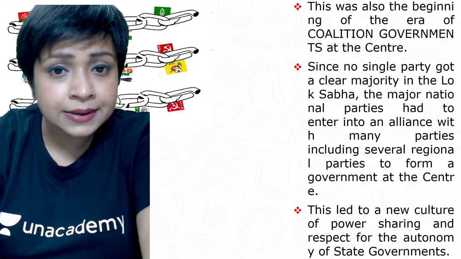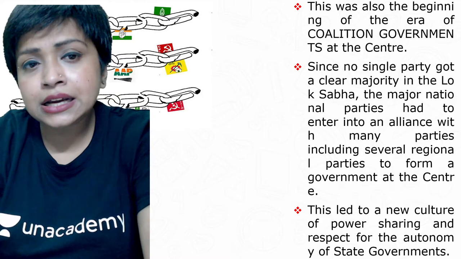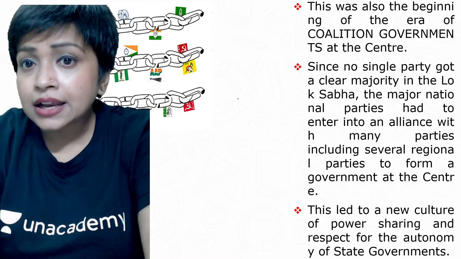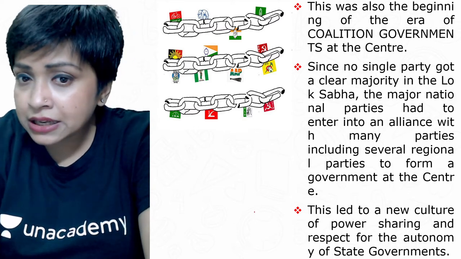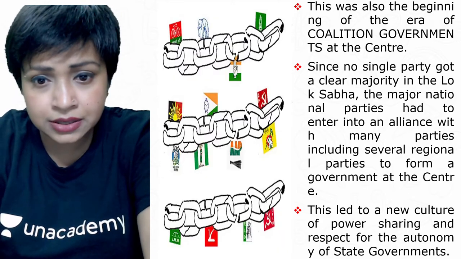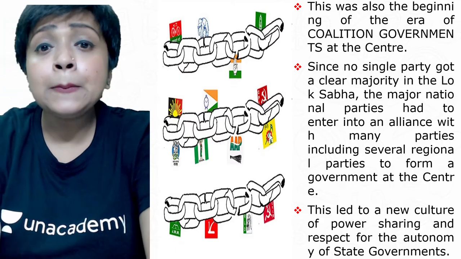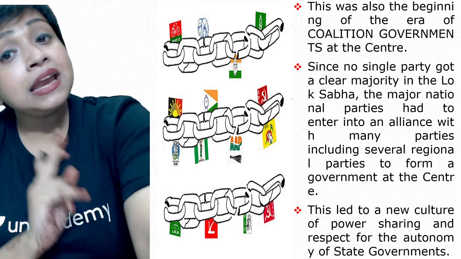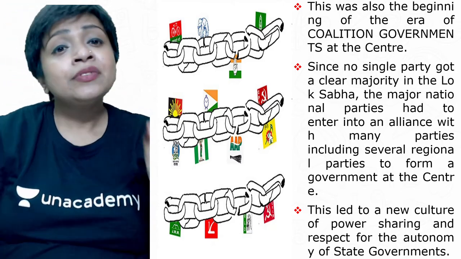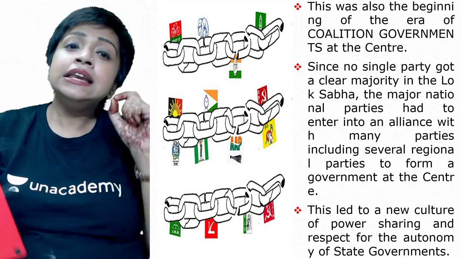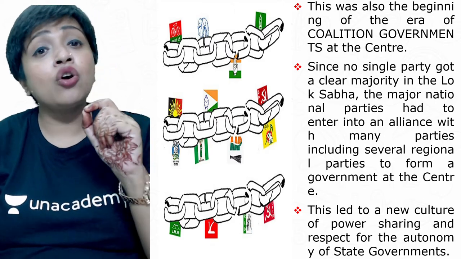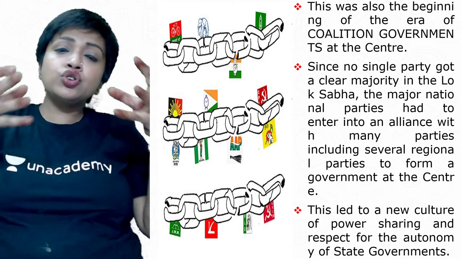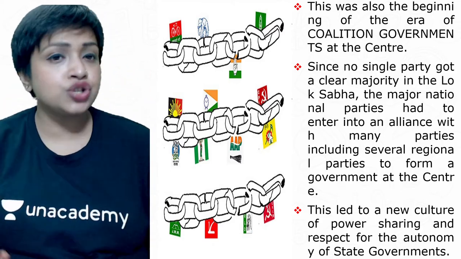when slowly many other political parties also started being formed. Now, not only one or two political parties were in power, but many political parties came to be formed. When many political parties were formed, there was another problem: none of the political parties actually got a majority in the government. So many political parties came together and formed a coalition government.